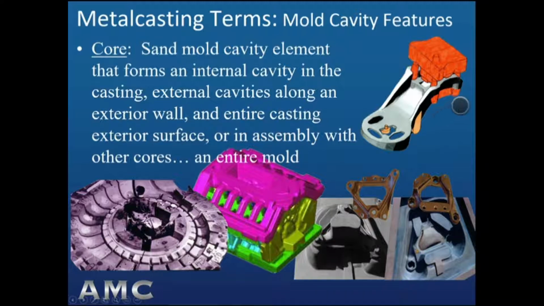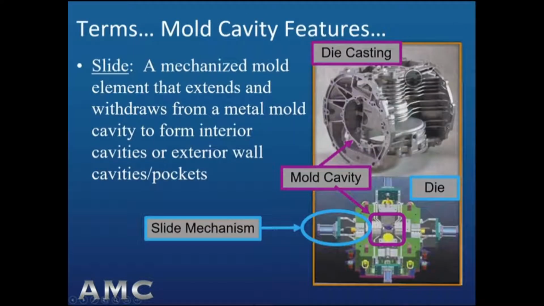A slide is a mechanized mold element that's an equivalent of a core in metal molds like dies, like a die casting die that's shown here. And the slide extends and retracts into the mold to form the geometry and then retracts to enable the casting to be ejected from the mold. At the lower right is a picture of the complexity of a die casting die that has slides moving in and out in 4 different directions.